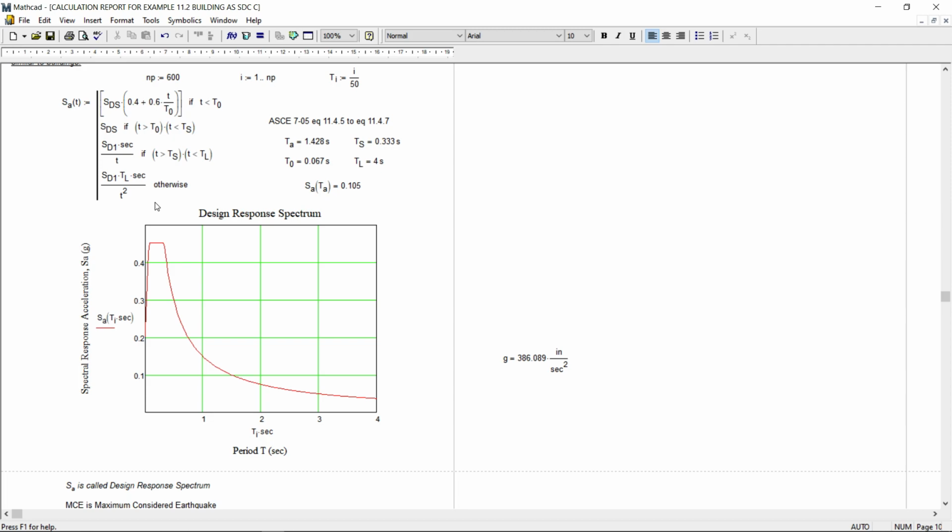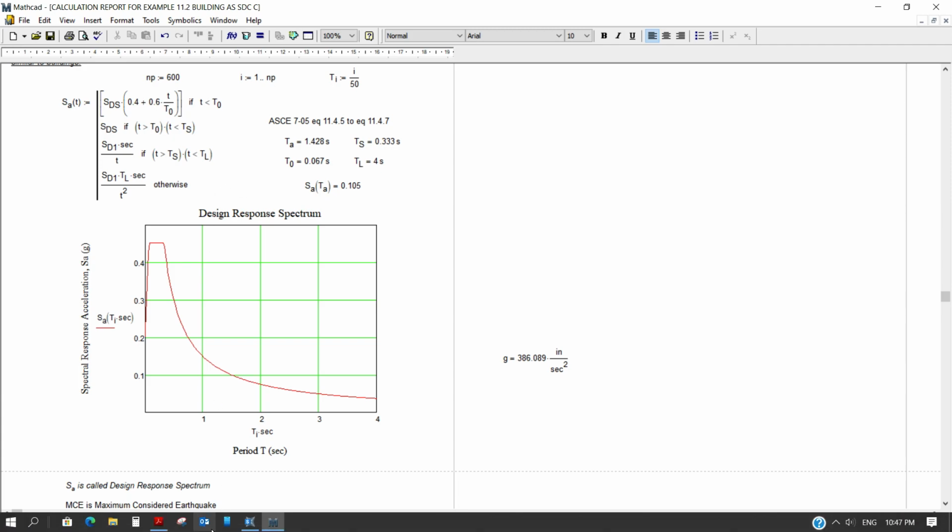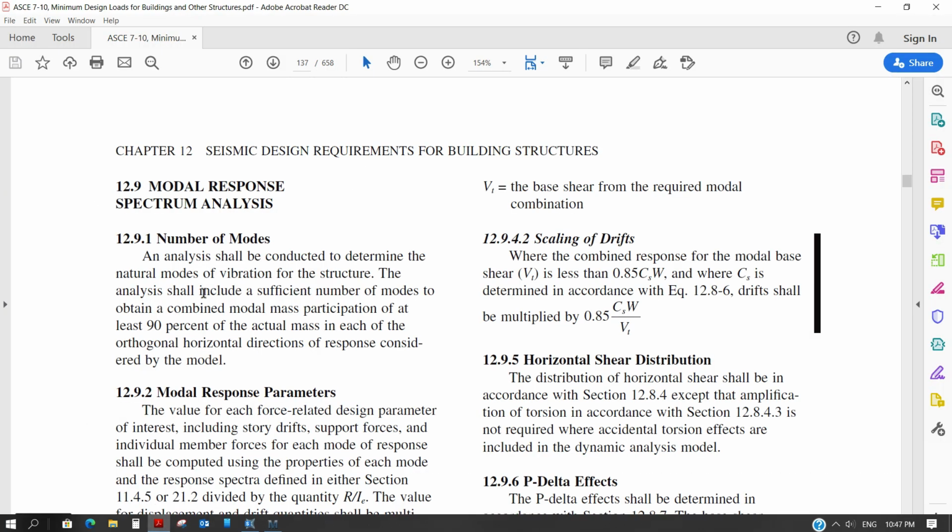Now I am going to use the same response spectrum in SAP2000 and I will perform the response spectrum analysis and we will see the result. This response spectrum analysis is permitted in ASCE 7-10 or 7-16, whatever code you use, but it is permitted. Let me show you the reference here.